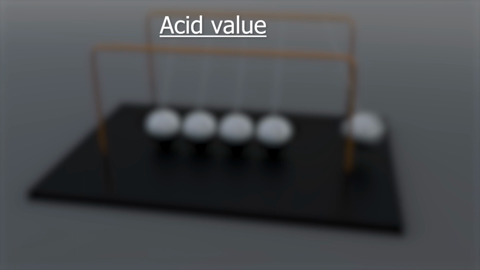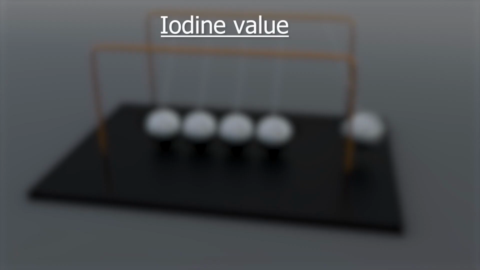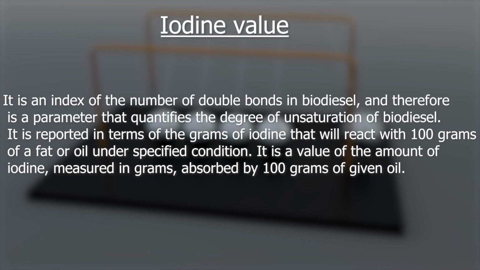The next property is acid value. The total acid number is an indication of the presence of free fatty acids formed due to oil degradation and combustion. It can also result from improper manufacturing through remaining catalyst or excessive neutralization. The next property is iodine value. It is an index of the number of double bonds in biodiesel and therefore is a parameter that quantifies the degree of unsaturation of biodiesel.